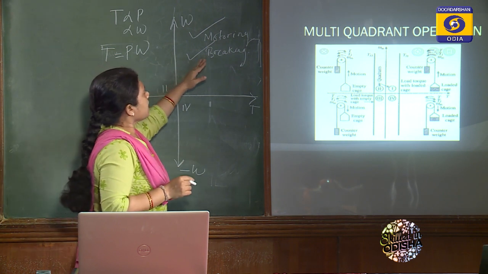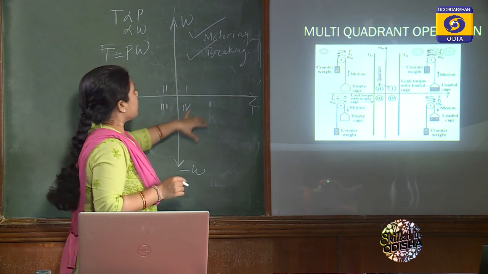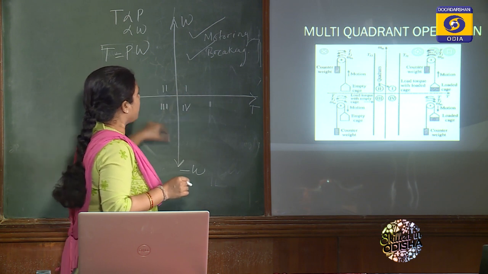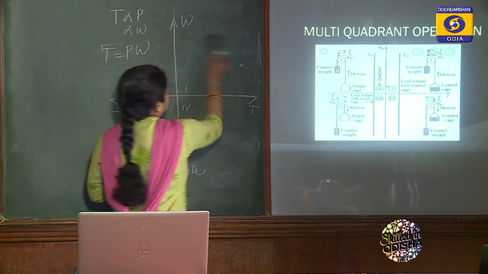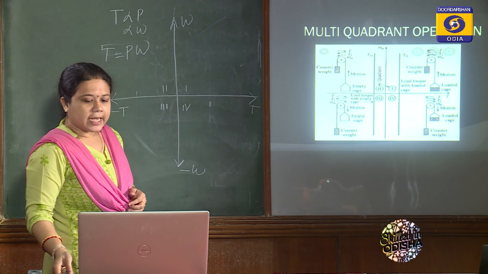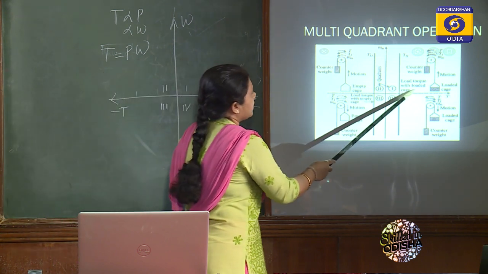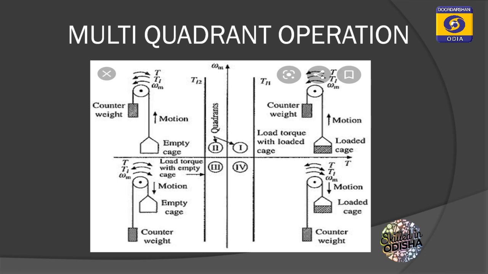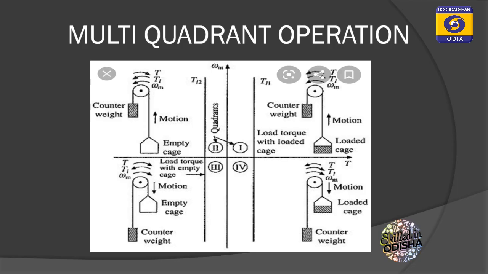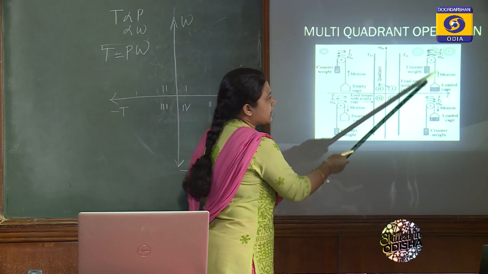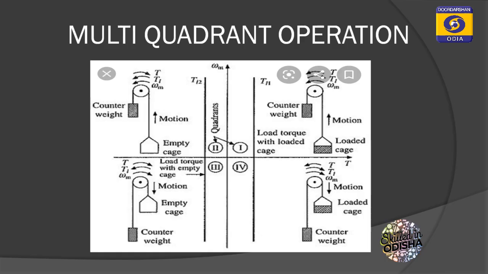So from these motoring and braking modes, in this multi-quadrant operation there are 4 quadrants which will tell about the braking and motoring modes. In this diagram, we can see this is the first quadrant, second quadrant, third and fourth quadrant. You can see this one is the pulley. On this side the counterweight is present, and on this side the loaded cage is present, this one is the cage. You can take the example of a crane.